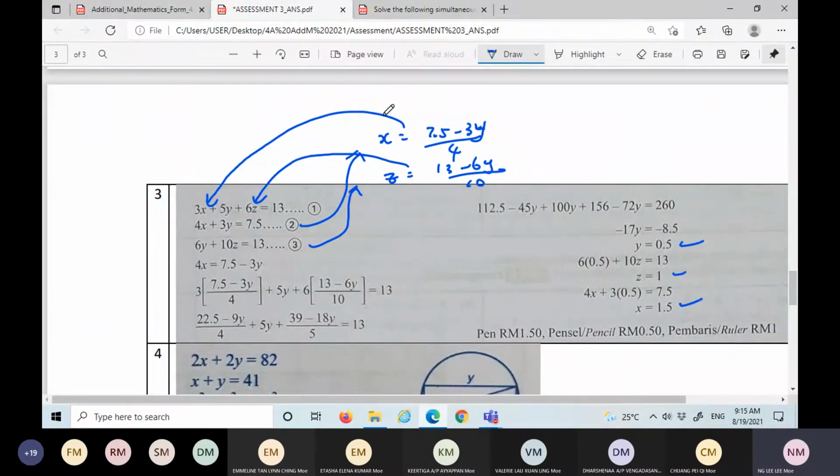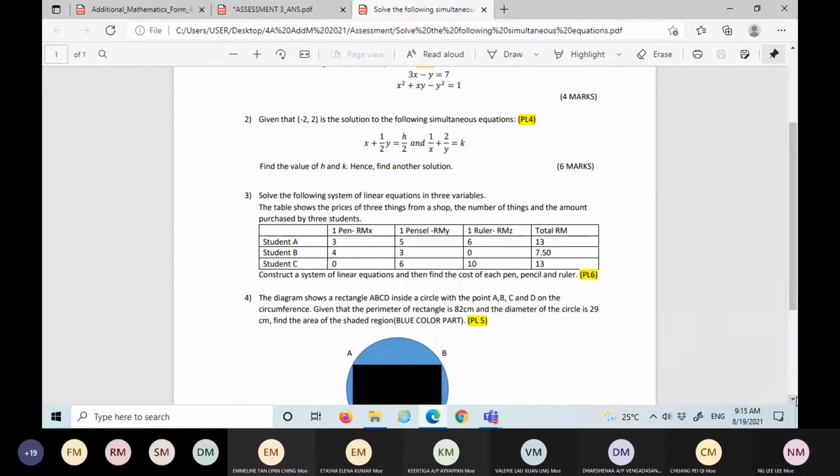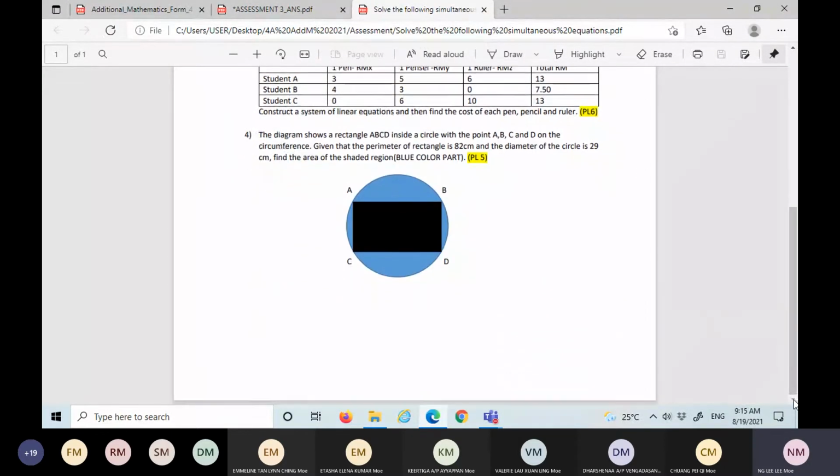Now we go to question number 4, the last question. If you can think of how to start, write out the two equations, then you can solve. So far, I have marked 4 girls. I think 2 cannot do, or 3 cannot do. Only 1 or 2 students can do this question. Let us see how to do it.